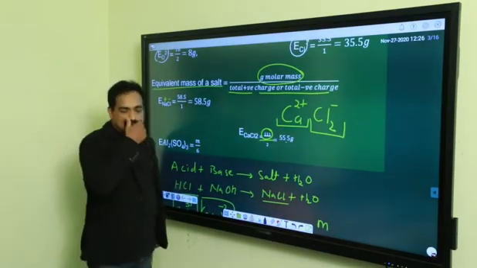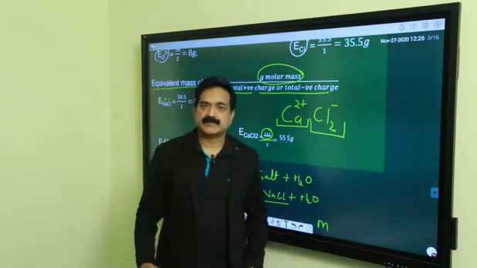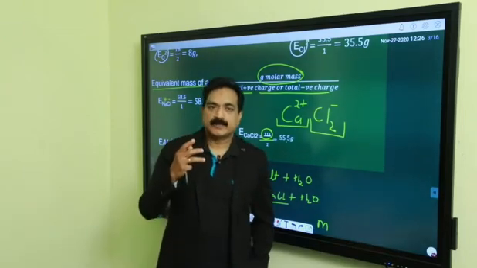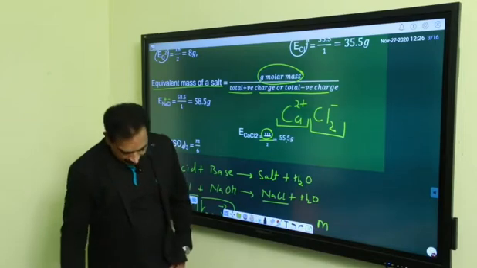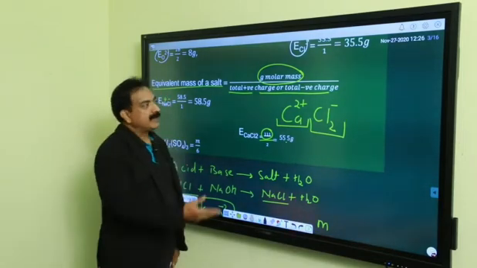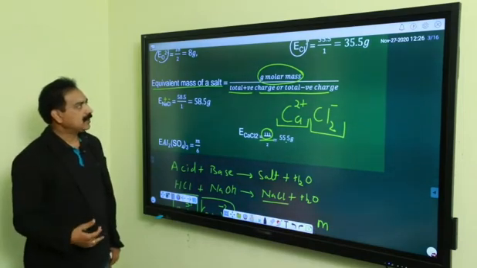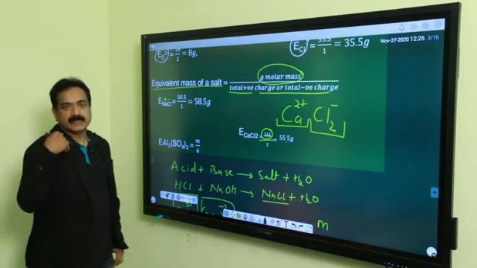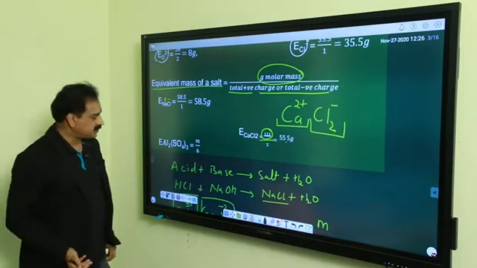Alright. So we have calculated the equivalent mass of an atom, which is atomic mass upon valency. The equivalent mass of an ion is given by its atomic mass divided by charge. And the third is the equivalent mass of a salt or electrolyte, which is molar mass divided by the total positive or total negative charge.